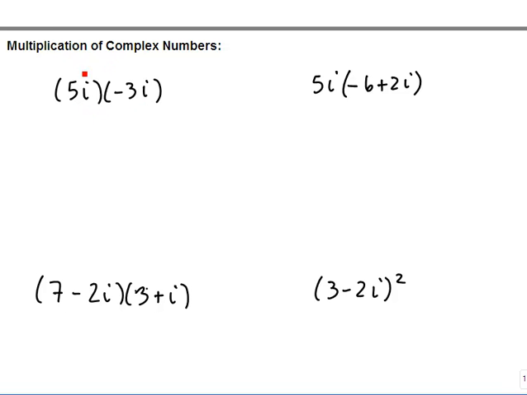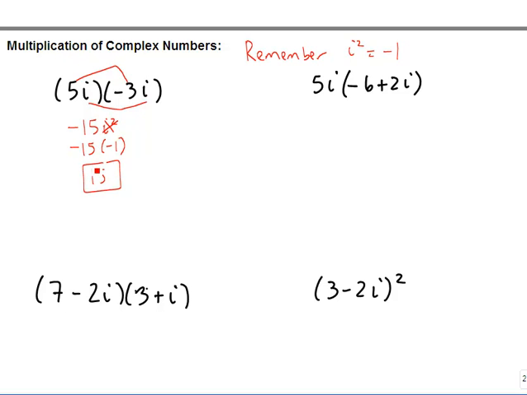5i times negative 3i, we're going to do the number part times the number part. So 5 times negative 3 would be negative 15. And then the i times the i becomes i squared. But based on what we just talked about, you want to remember that i squared is the same thing as negative 1. So this i squared turns into a negative 1 times the negative 15 that we already had, so the final reduced answer is just 15. So we started with two complex numbers, two imaginary numbers, and we ended up with a real number.